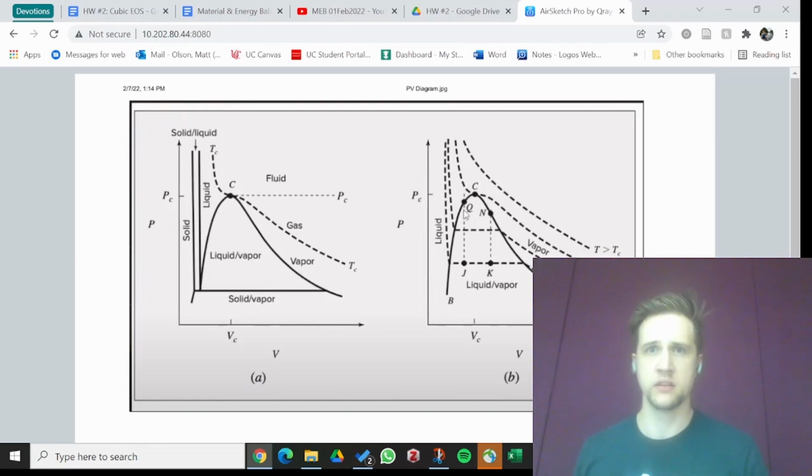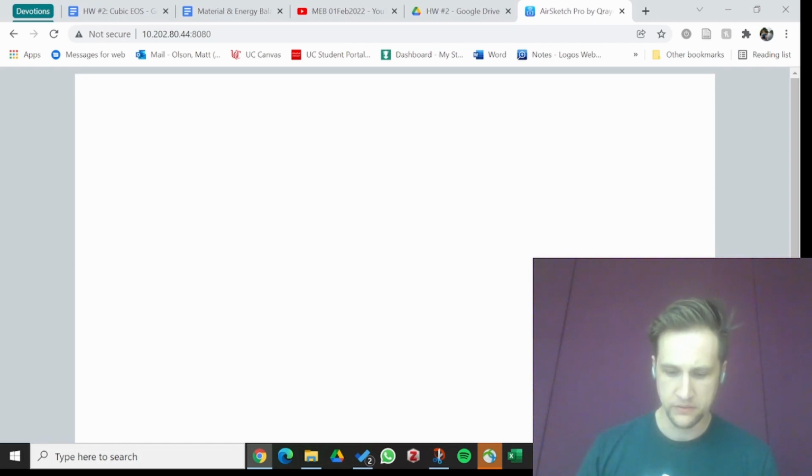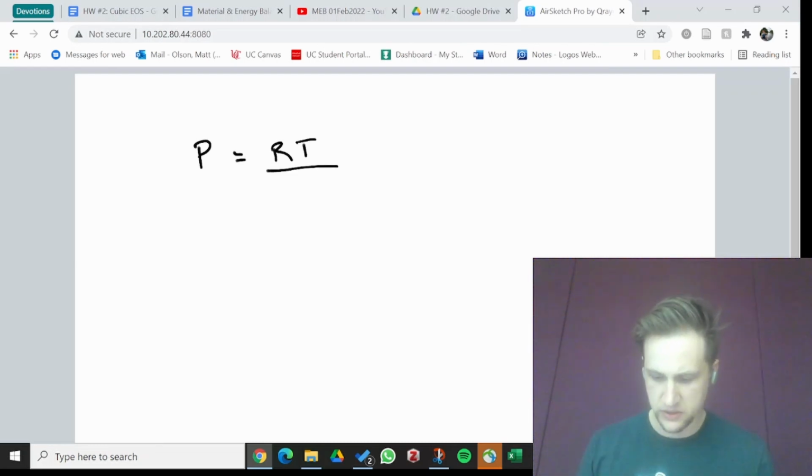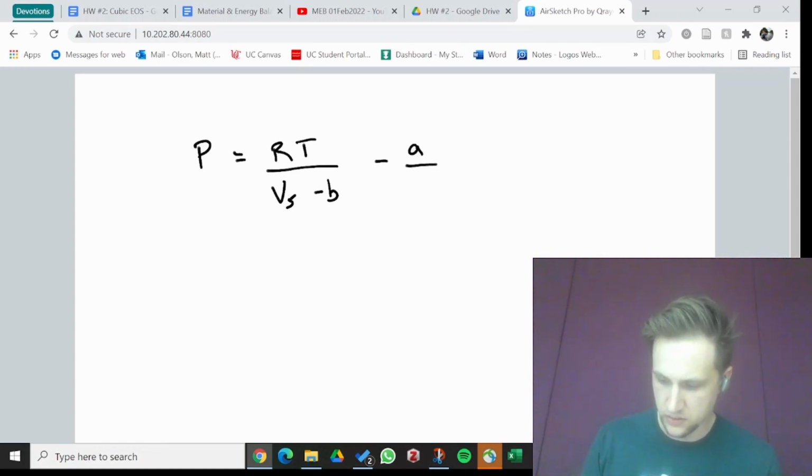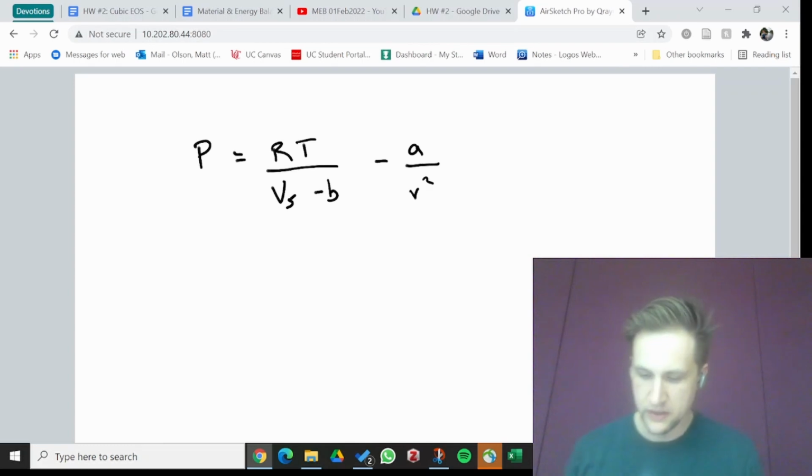And so let's go ahead and take a look here at a little bit of our pressure and volume diagram and understand a little bit of what's going on here. So first, let's go ahead and write out van der Waals' equation of state. We've got our pressure, and we're dealing with R times T, the temperature here, and then the volume at a specified state here, minus B, minus A over V squared.